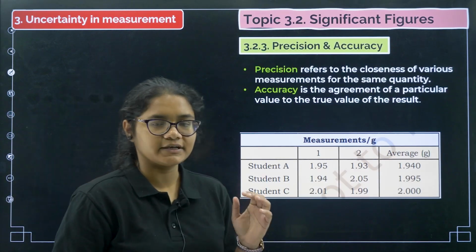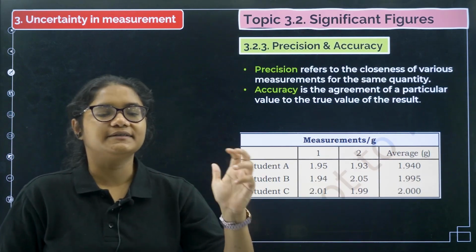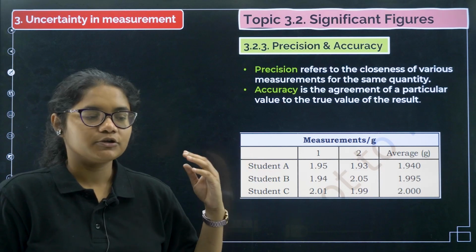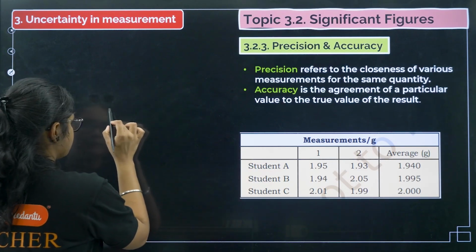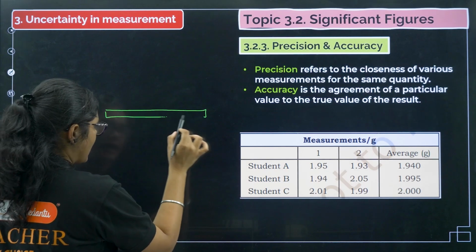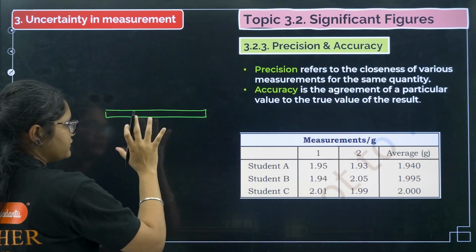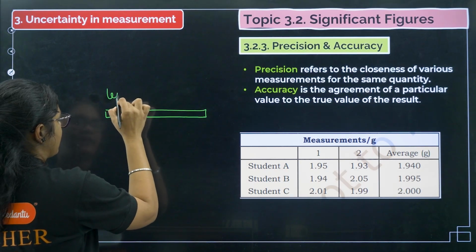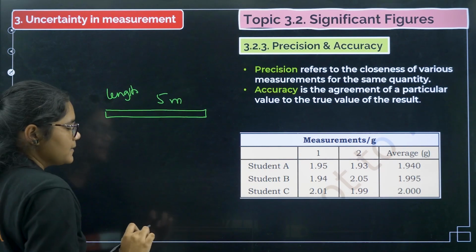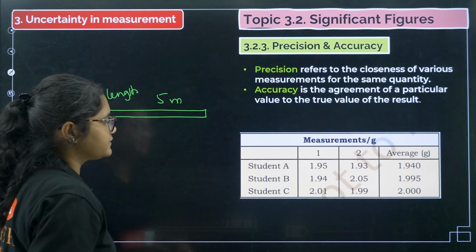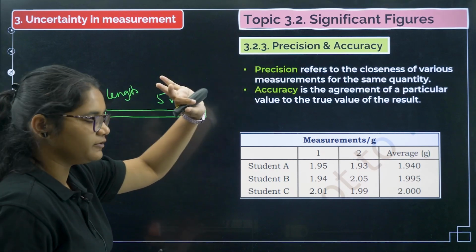Now coming to precision and accuracy. What is precision and accuracy? Very shortly I'll explain it. Suppose an object is there, and the actual value of its measurement, let it be for example length, is 5 meters. Let us understand from this example, then I'll come to the definition.